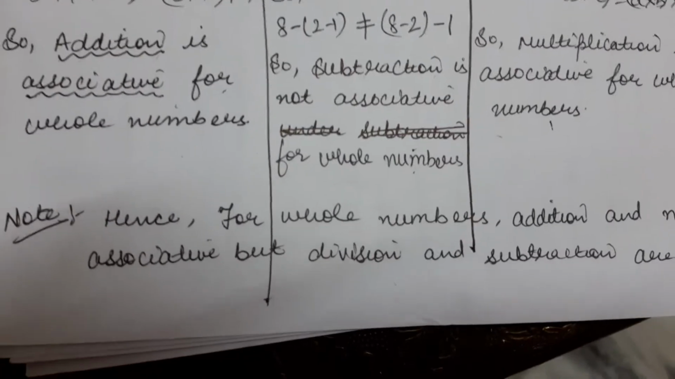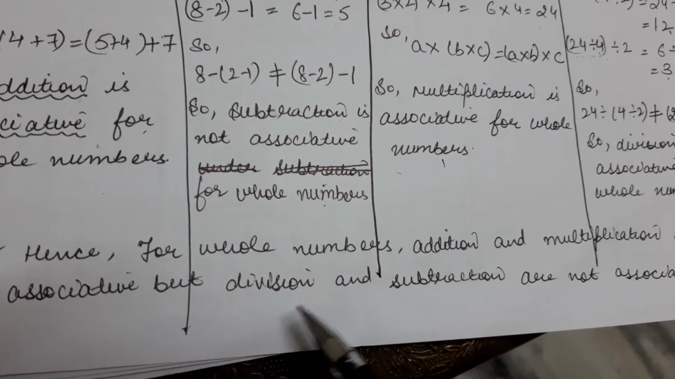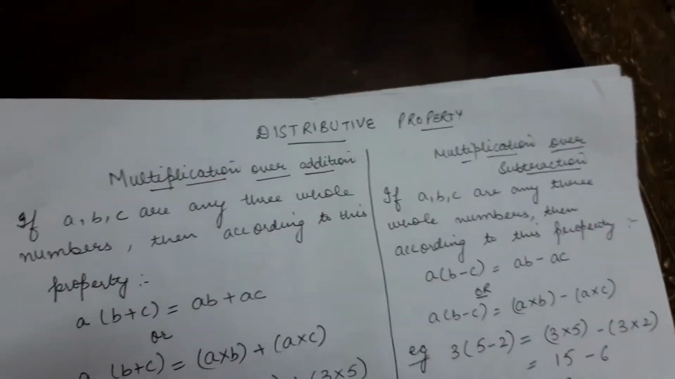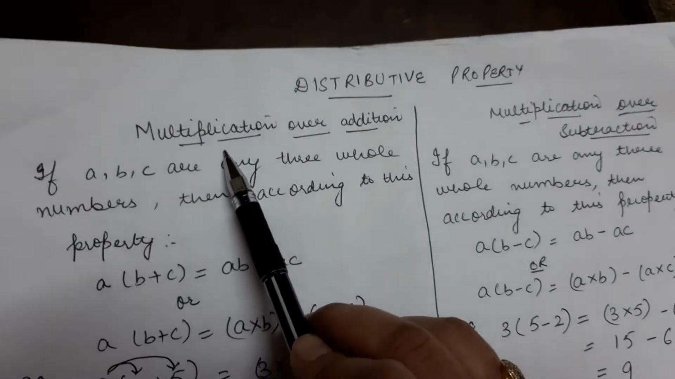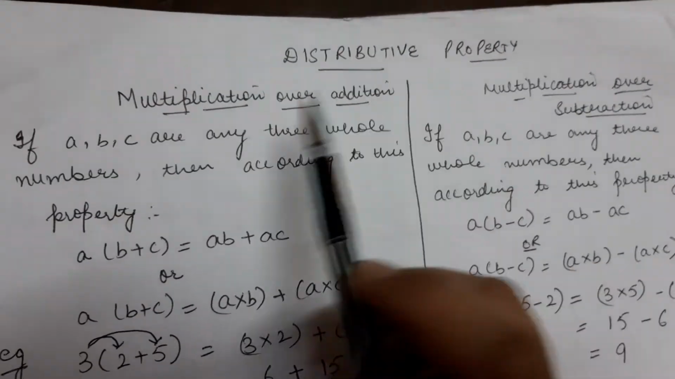So the conclusion is, for whole numbers, addition and multiplication are associative, but division and subtraction are not associative. Next property is distributive property. Now distributive property is of two kinds. One is multiplication over addition and the other is multiplication over subtraction.